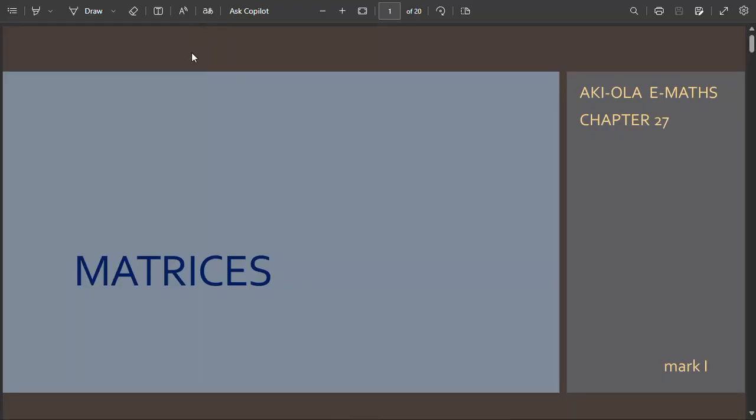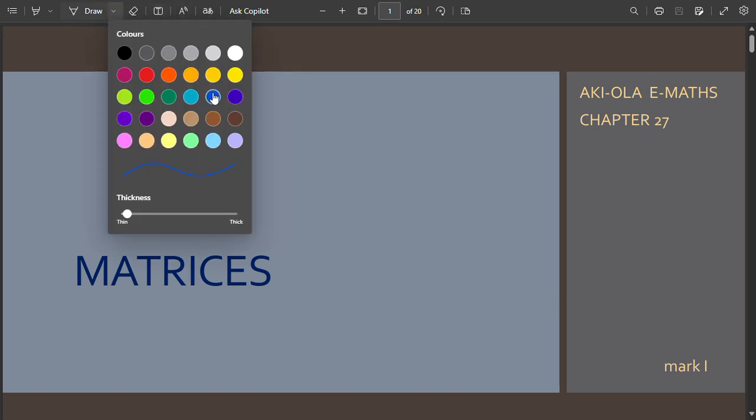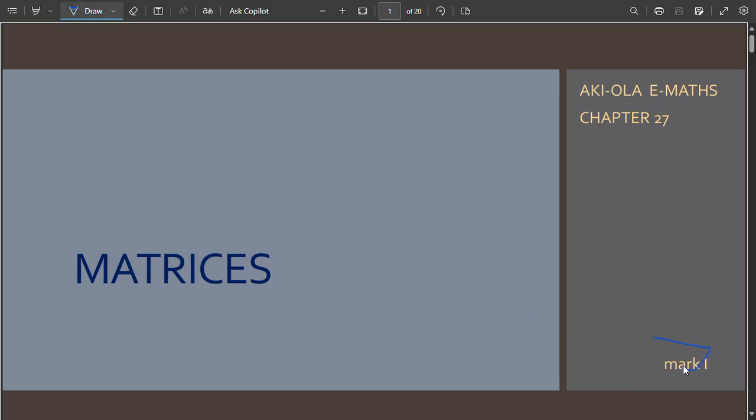Next, our topic for today is matrices. So we are solving matrices, right? We'll start with our first video, that's Mark 1. We are using the Aquila in the routine, chapter 27.